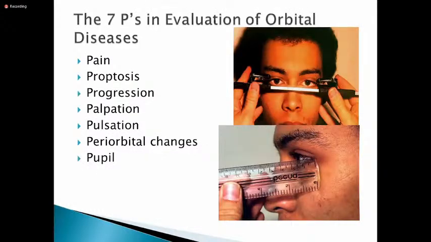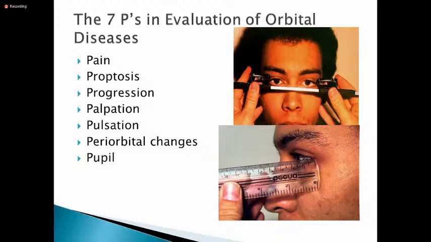But as we discuss proptosis, there are some things, just to make things a bit easy. They are the seven P's of proptosis that we need to have in mind. What are these seven P's of proptosis? We are talking about pain, proptosis itself, progression, palpation, pulsation, periorbital changes, and pupillary reflexes.